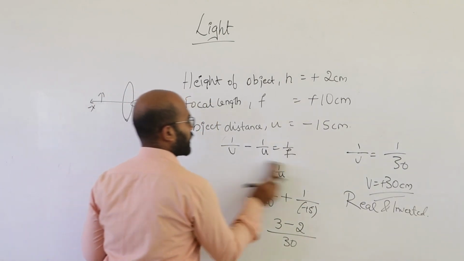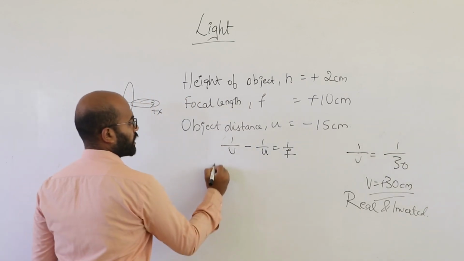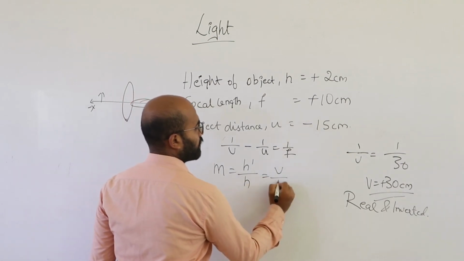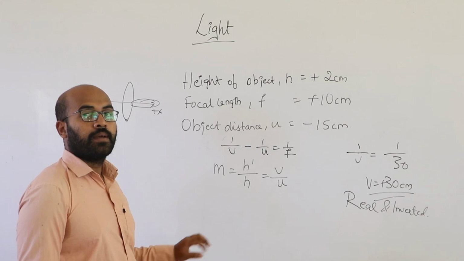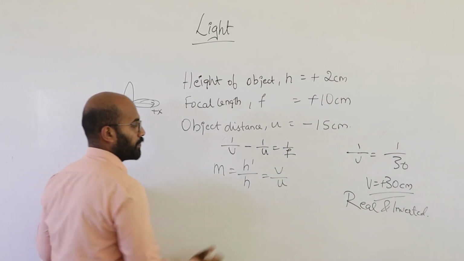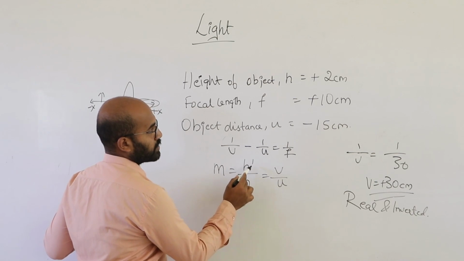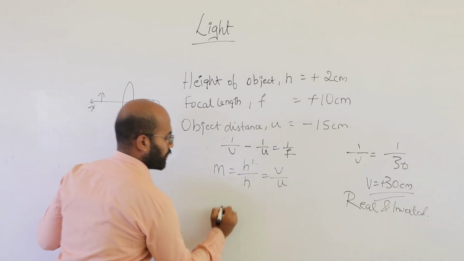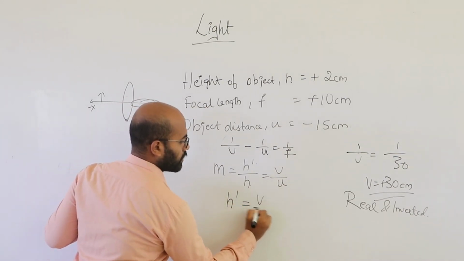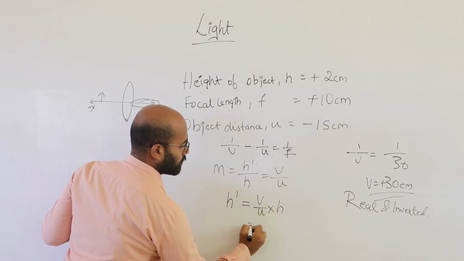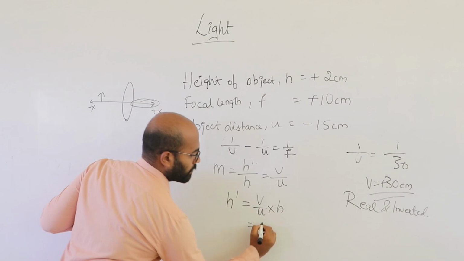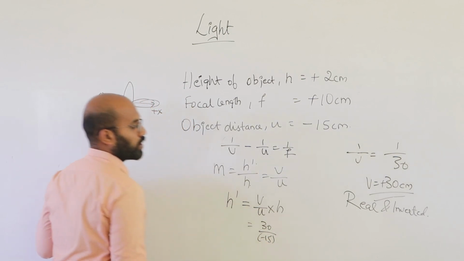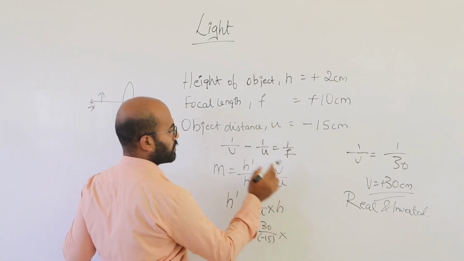If I want to see the magnification, so what is the magnification? m is equal to h dash by h, which is equal to v by u. I know what is h, I need to find h dash. I know v and I know u. So h dash is equal to v by u into h. v is 30, u is minus 15, and h is 2.